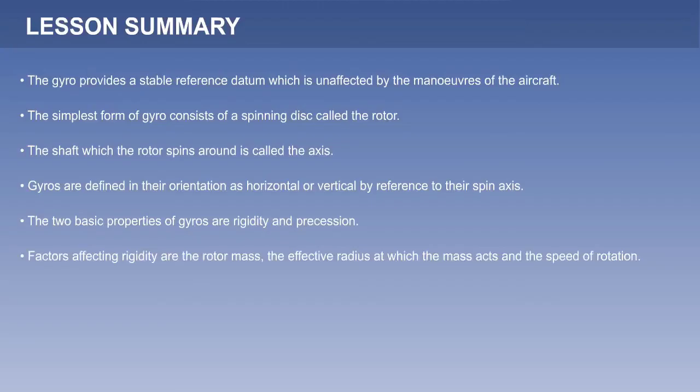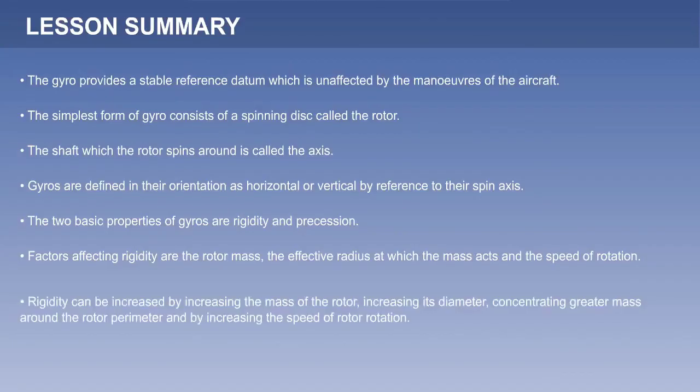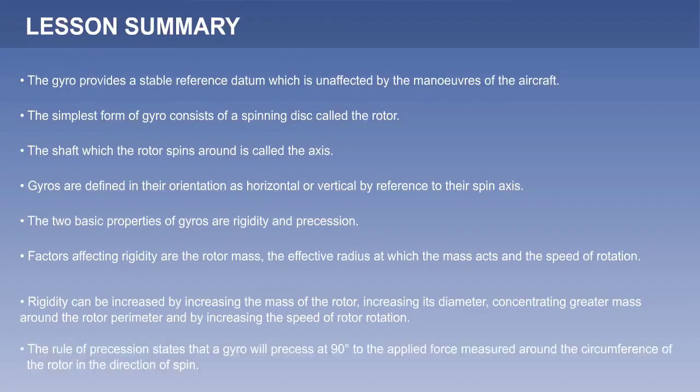Factors affecting rigidity are the rotor mass, the effective radius at which the mass acts, and the speed of rotation. Rigidity can be increased by increasing the mass of the rotor, increasing its diameter, concentrating greater mass around the rotor perimeter, and by increasing the speed of rotor rotation. The rule of precession states that a gyro will precess at 90 degrees to the applied force measured around the circumference of the rotor in the direction of spin.